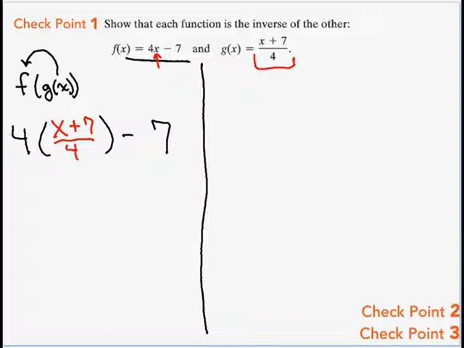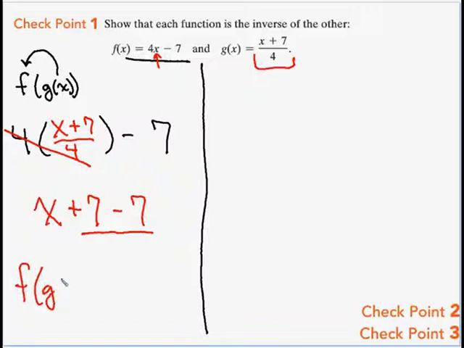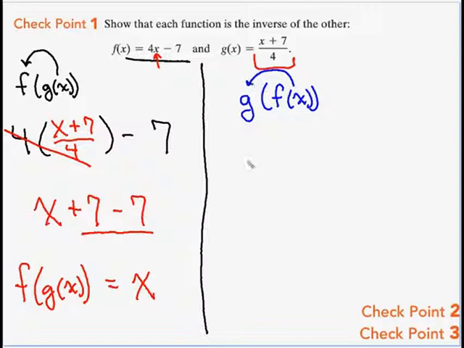Well, let's see, the multiply by 4 and the divide by 4 cancel. So we're left with x plus 7 minus 7. And of course the plus 7 minus 7 cancel. So f of g of x is equal to x. And now we compose them in the other direction. g of f of x. So now f is the inner function going into the g function.